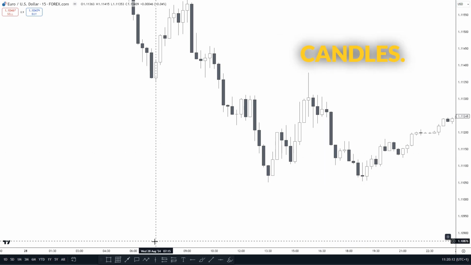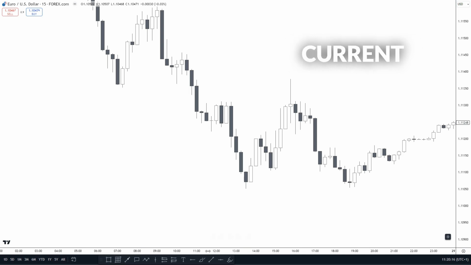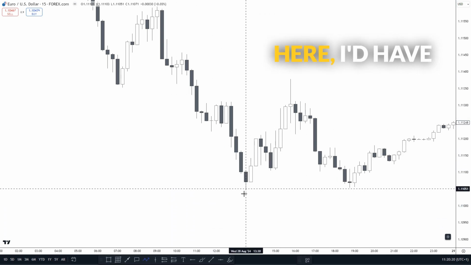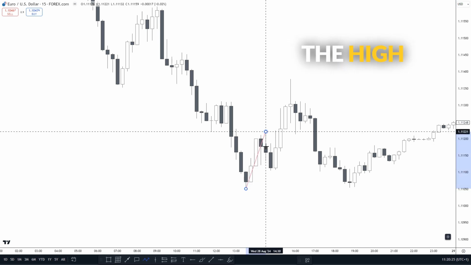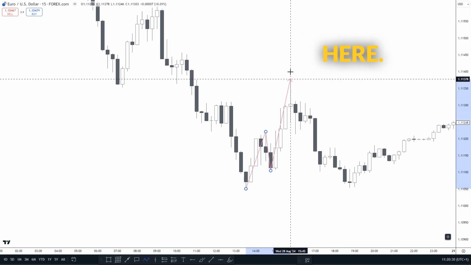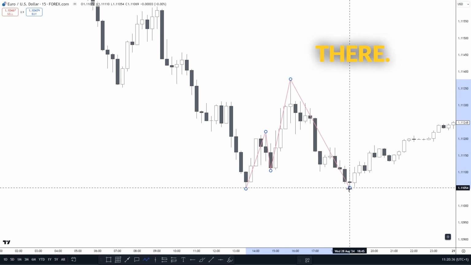It's cemented candles, so cemented lows and cemented highs. That forms my current flowing ranges of price. So if I'm just marking from the bottom here, I'd have had this leg up here, then we cemented the high here, and then we cemented the low up here, and then we created some bearish price like this, cemented the low there.